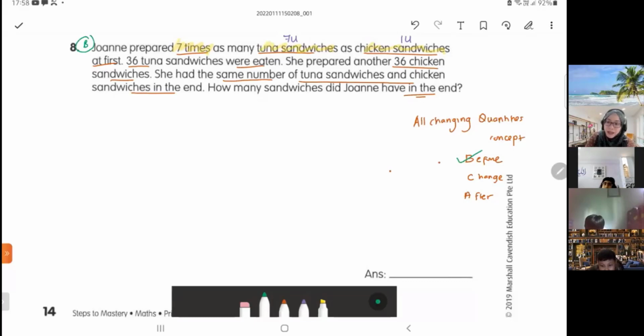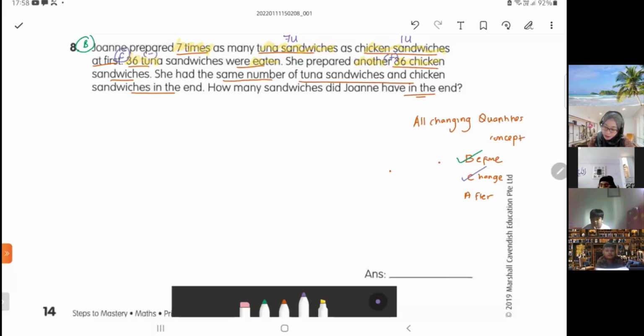Next one, the change. Change is what happened in the question. So you look at the second sentence, 36 tuna sandwiches were eaten. And then she prepared another 36 chicken sandwiches, which means if it's eaten, the tuna gets lesser and the chicken gets more because she added another. This is my change, or my C. 36 tuna were eaten, so minus; chicken made some more, so we will add.